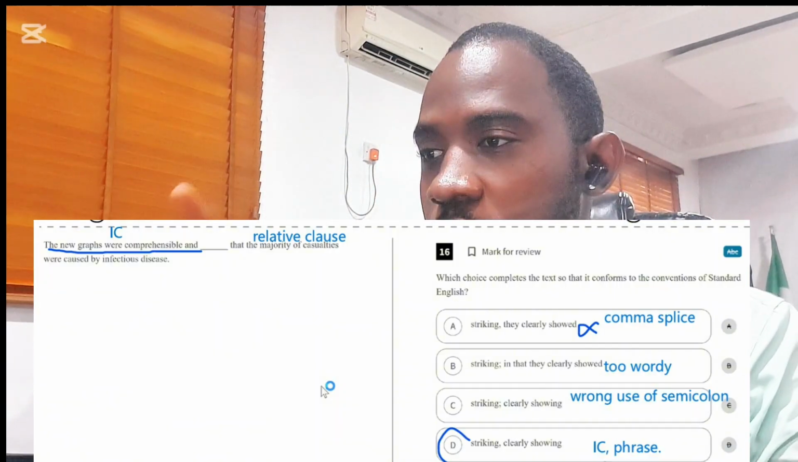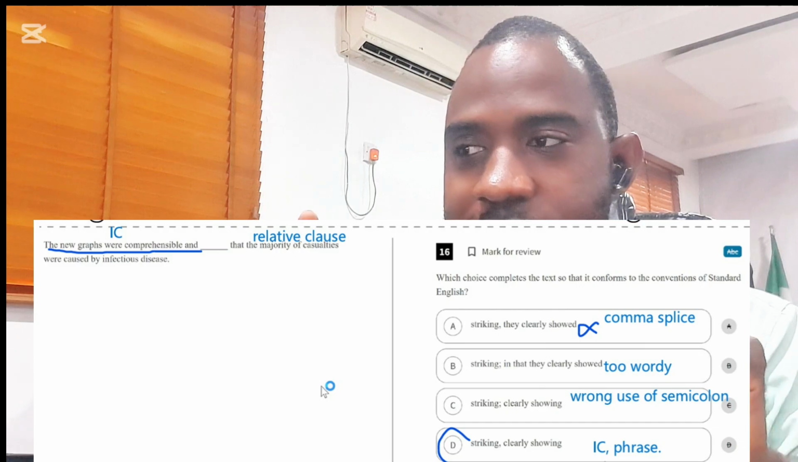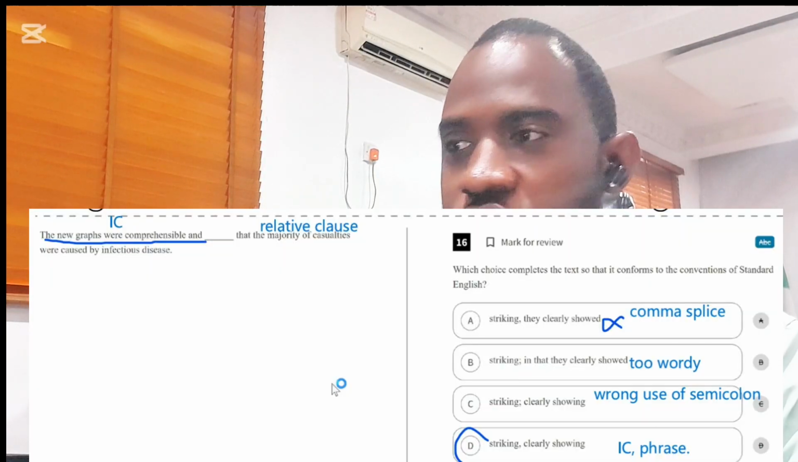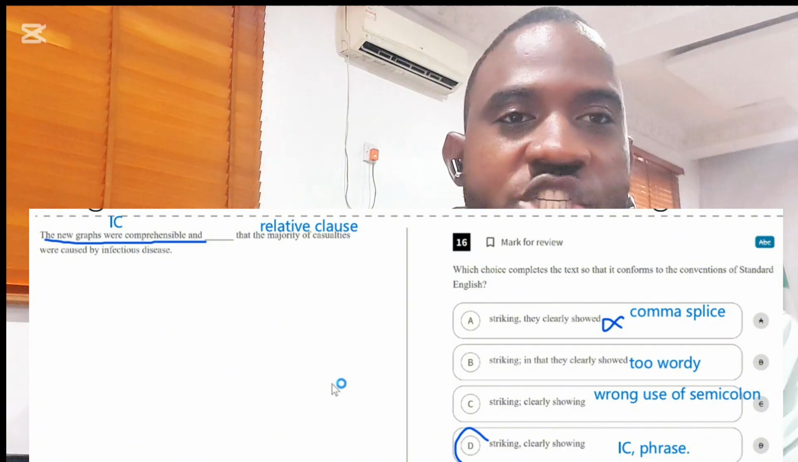The new graphs were comprehensible and, dash, striking. I try to plug in the option at the same time as I read the text. The new graphs were comprehensible and striking. That is a complete idea, right? More or less an independent clause. And after an independent clause, depending on what comes next, by the way, we could have a comma or semicolon, and then we have "clearly showing." I'm plugging in option D because I consider that the shortest option. Clearly showing that the major casualties were caused by infectious disease. This should be our best answer.